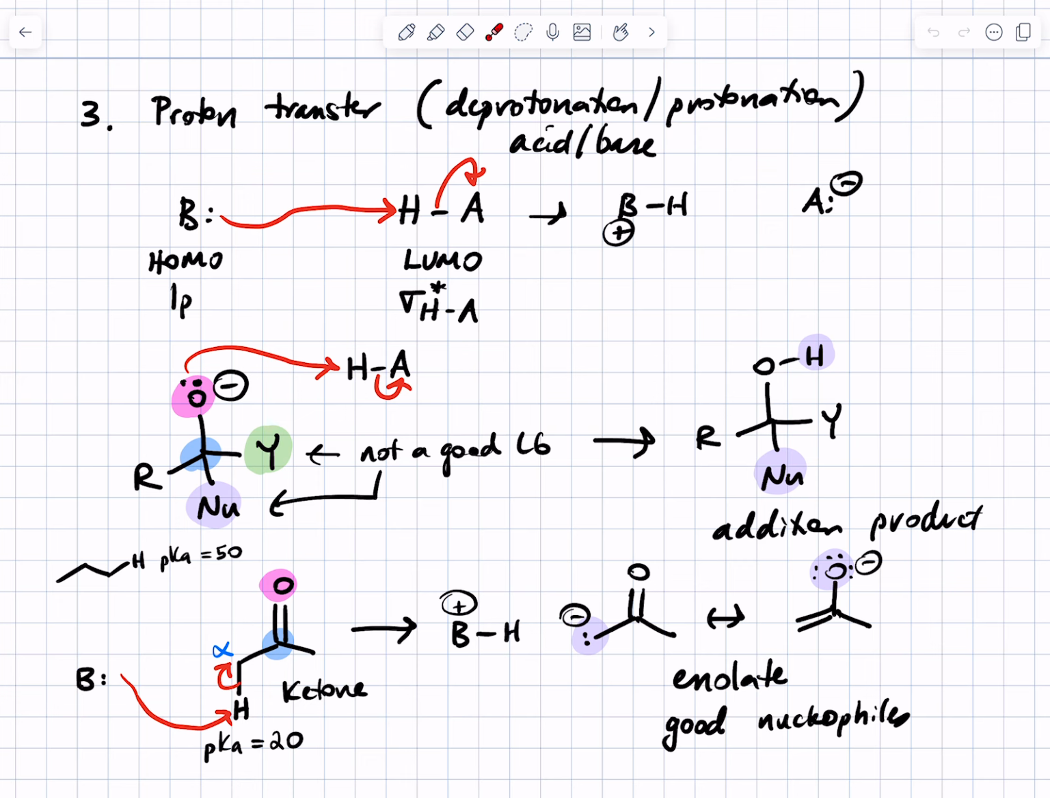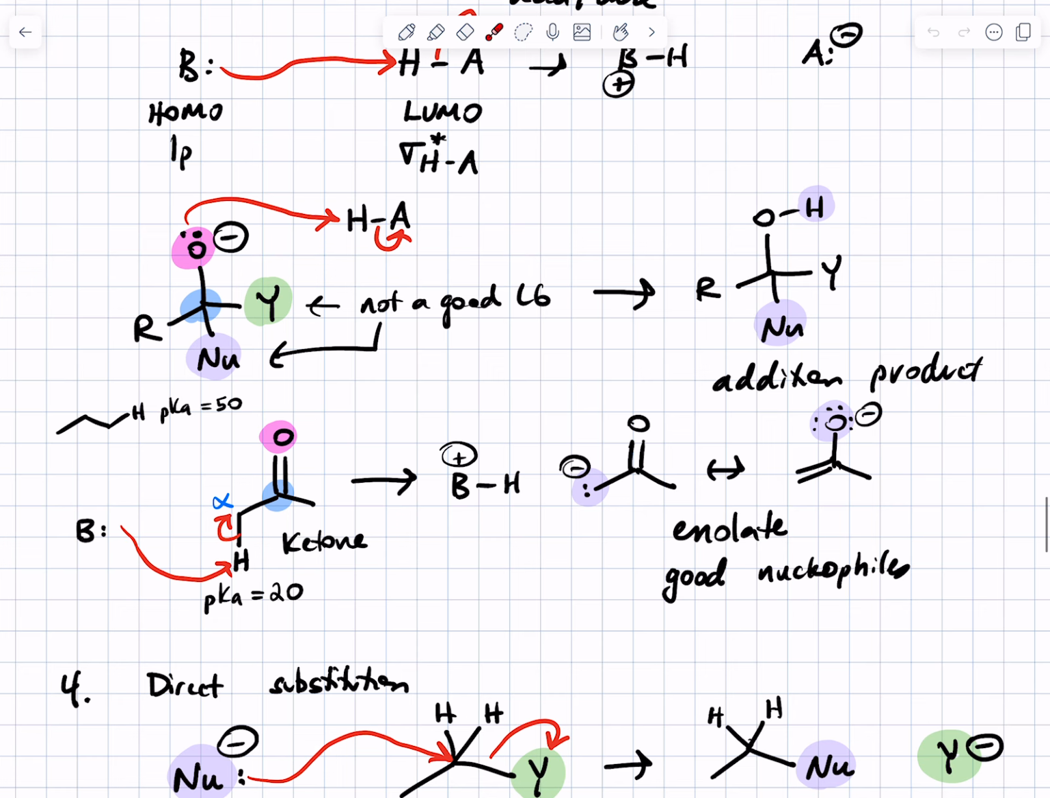This happens a lot for a lot of reasons, but one of the most important reasons it happens in biological reactions is to make something that's a good nucleophile. So I illustrated that here with this example of a ketone, which is not a great nucleophile, but if a base removes the proton that's alpha to the carbonyl carbon, the corresponding conjugate base is stabilized by resonance, and you can use that conjugate base, which is called an enolate, as a nucleophile.